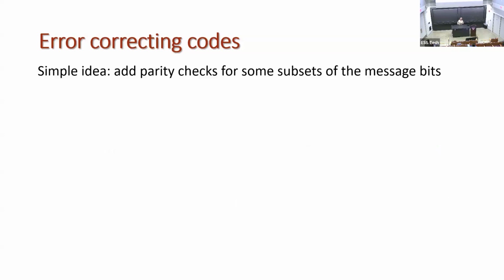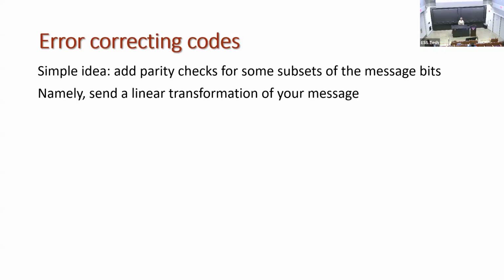There is a very simple and very powerful idea, which is instead of just repeating bits, you use linear algebra. You transmit your message, and then you add some more parity checks. So what is a parity check? You choose some subset of the message bits, let's say all of them, and you see if the number of ones is odd or even. If it's odd, you transmit a 1. If it's even, you transmit a 0. So that's a parity check. And you can do it for other subsets of the message bits. In other words, you're computing a linear transformation of your message over the field F2.